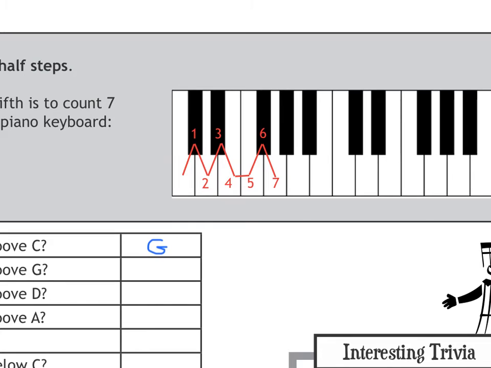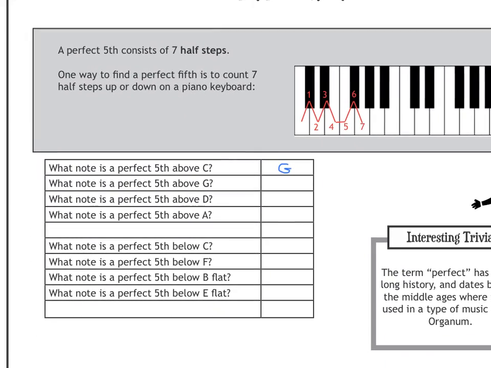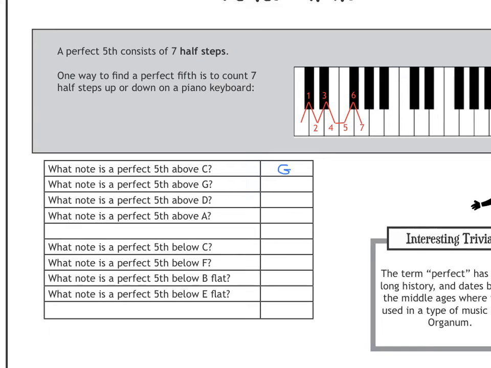If you start on any white key, count up the 5 steps, and land exactly 7 half steps away. I'll show you what I mean in a moment. So, quickly on your own, you can finish up these questions.